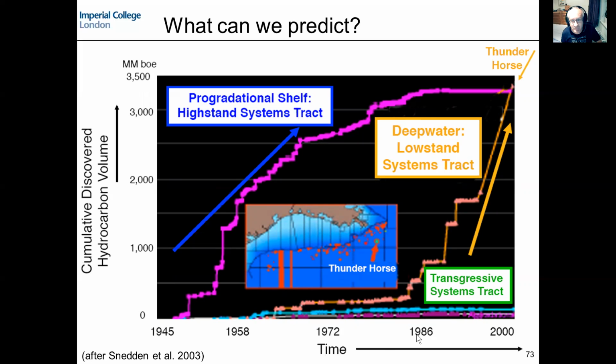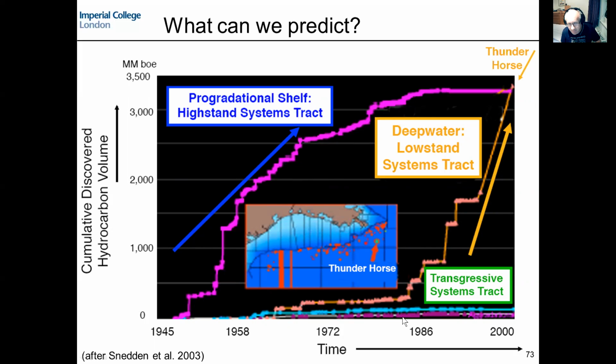This one is from the Gulf of Mexico, offshore in the southern US. Again, hydrocarbon volume increases from bottom to top, and time increases from left to right. The pink curves in here represent shallow marine deposits on the shelf, so really the Highstand systems tracts. That was where most of the exploration was focused. Lots of early big discoveries, and then that play basically reaches a plateau and is sort of exhausted.